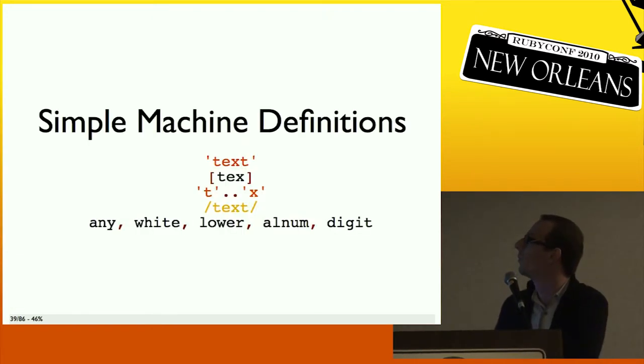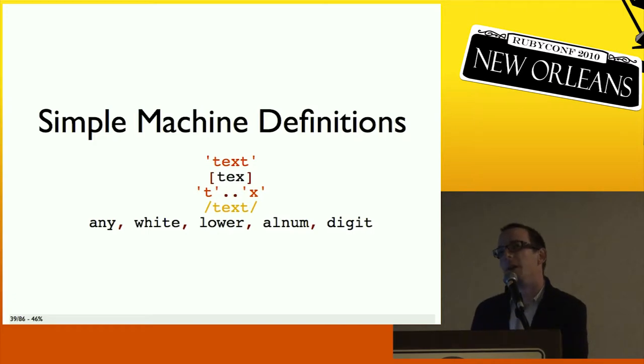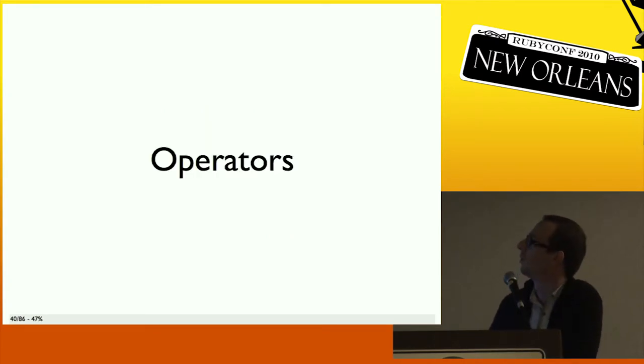All right, so we're going to talk about the parts of speech a little bit. We've got simple machine definitions within Ragel. You've got character literals, character classes, and ranges. You can use regular expressions, and there's a bunch of default built-in things like any and white, which are pretty obvious in what they match. Regular expressions are not generally recommended within a Ragel machine, because now you're starting to mix different ways of processing things, and it's usually simpler to specify things in terms of simpler submachines.